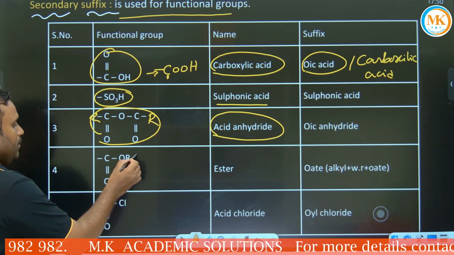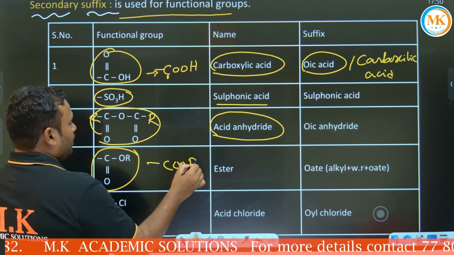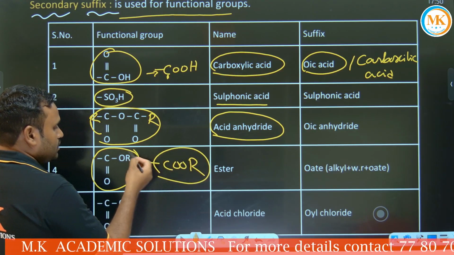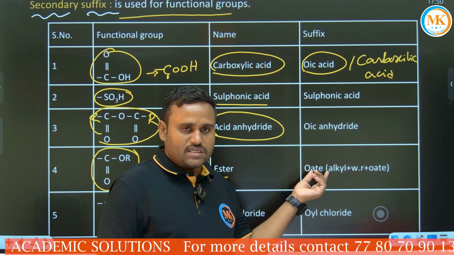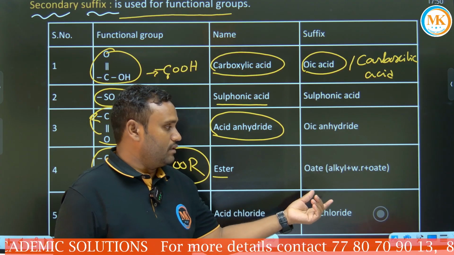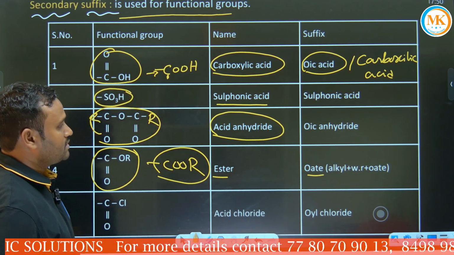Ester, C double bond O, OR. Sometimes it is COOR. Like this also it will look. So it is called the ester functional group. What is the secondary suffix here we use? Oate. Oate for the ester secondary suffix.